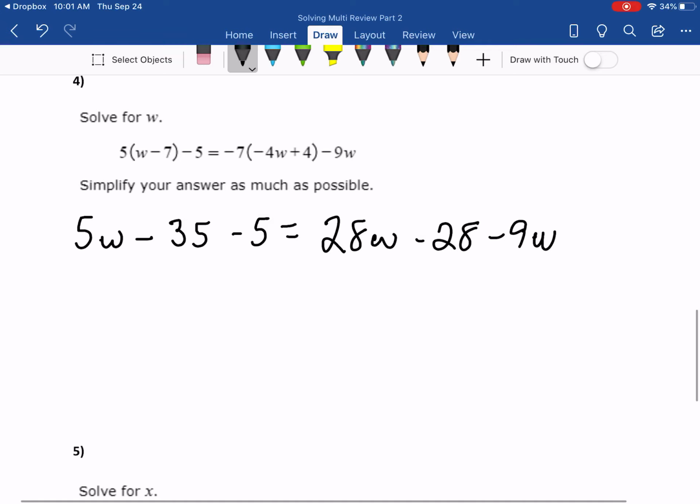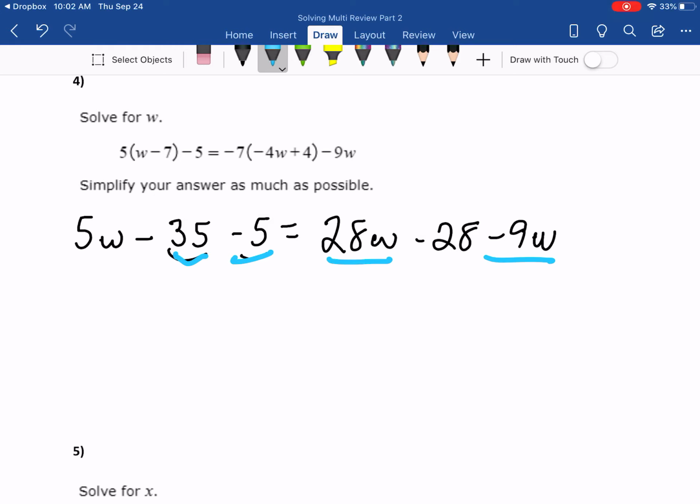Okay, now we have like terms on each side, there and there. Let me do this in a different color, and then there and there. Okay, so 5w, negative 35 and negative 5 combines to negative 40. 28w and negative 9w combines to 19w minus 28. Okay, so we have distributed and combined.